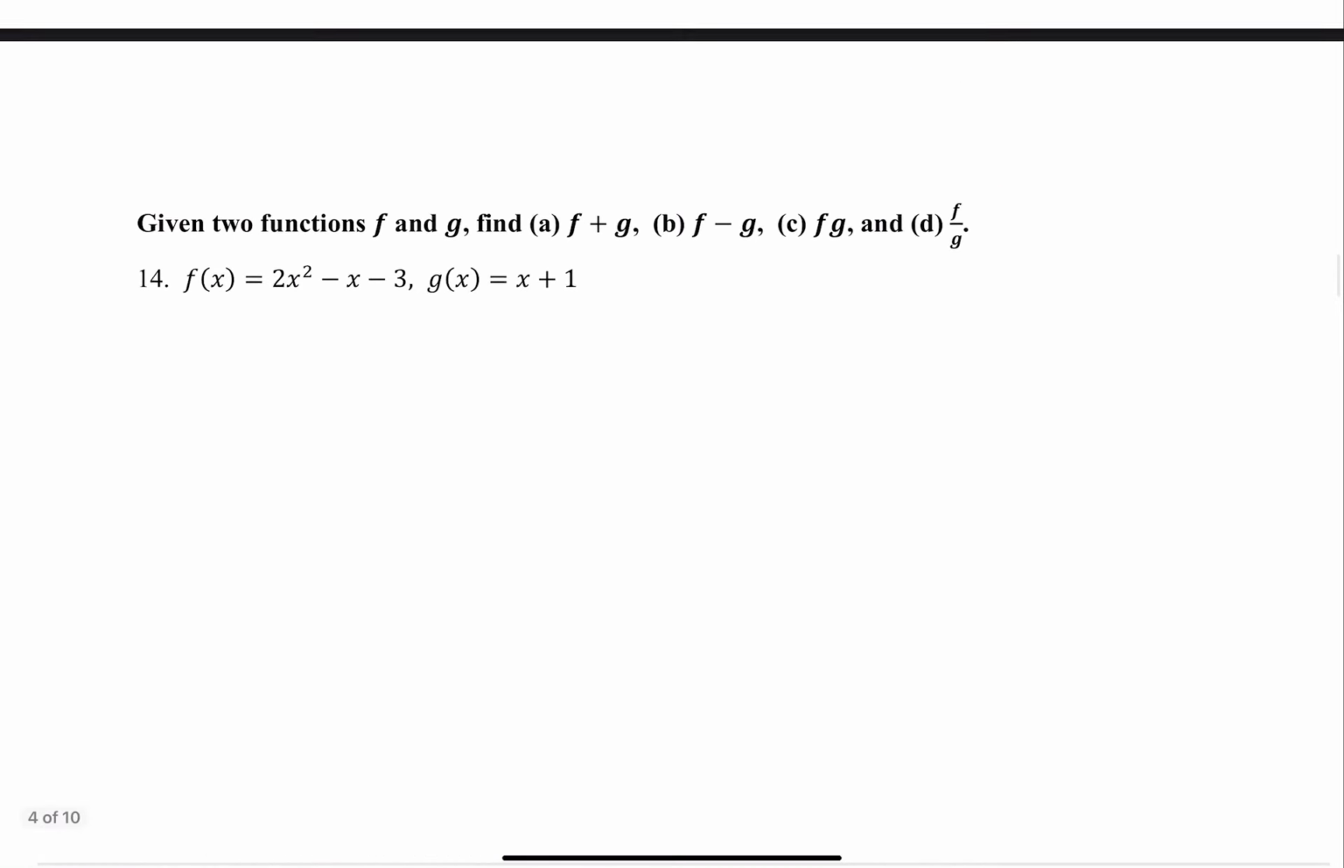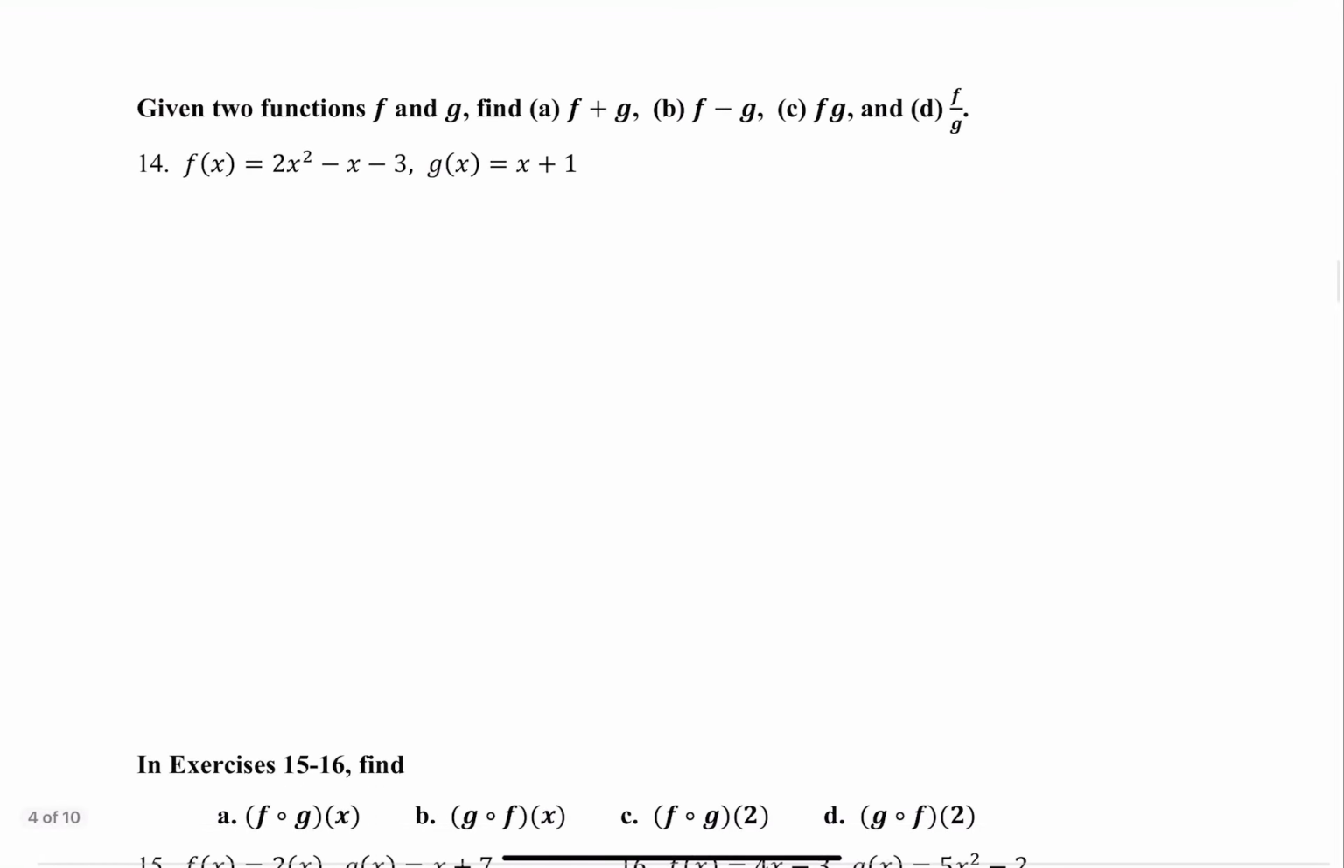All right, in the case of 14, we have combinations of functions. So here, in the case of A, we're asked to find f plus g. We're just going to take f, which is 2x squared minus x minus 3, and then you're going to add to that. Again, you may want to put them in parentheses just to watch our signs, although it doesn't make much of a difference for A. So you just add to that g, which is going to be x plus 1.